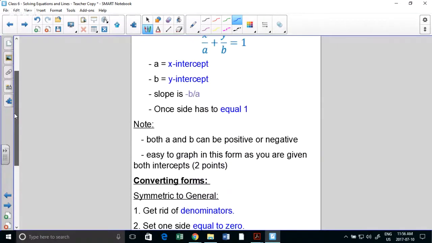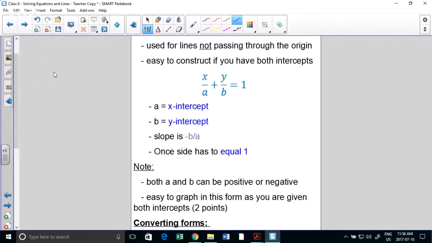This should be a new form. Maybe some of you have seen it. That's still okay. So this is for lines that don't pass through 0, 0. So we have x over a. I'm just going to put these two dots because we don't want this to be confused with a negative. So x over a plus y over b equals 1. A is the x-intercept. B is the y-intercept. And we have one side of the equation that's equal to 1. We also have this little slope formula that will be very helpful for us as well.